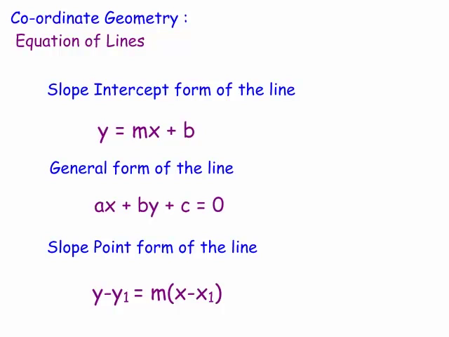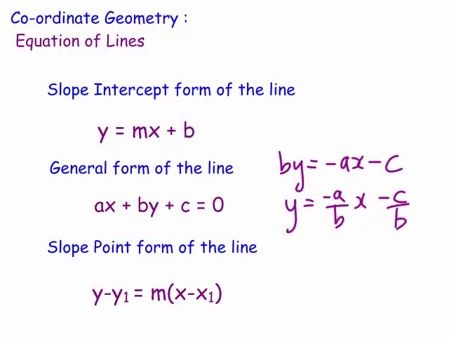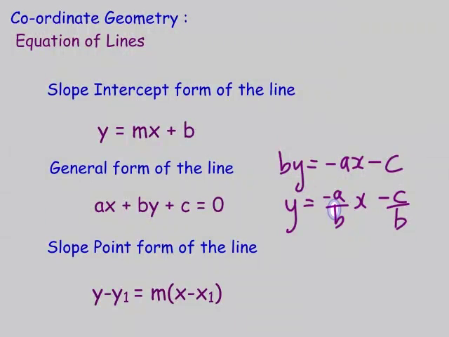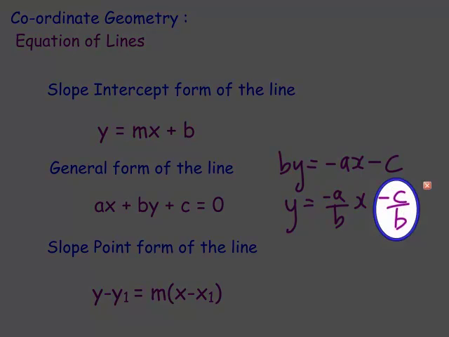Now, a more useful idea is if you have a look at the general form and you rearrange that. So by is equal to minus ax minus c. Put the ax and the c on the other side. They become negative. And then I divide by b. Then y would equal minus a on b x minus c on b. Now, this is quite useful because you can see the minus a on b is actually the slope, m. And you can see also that the minus c on b is in fact the y-intercept.